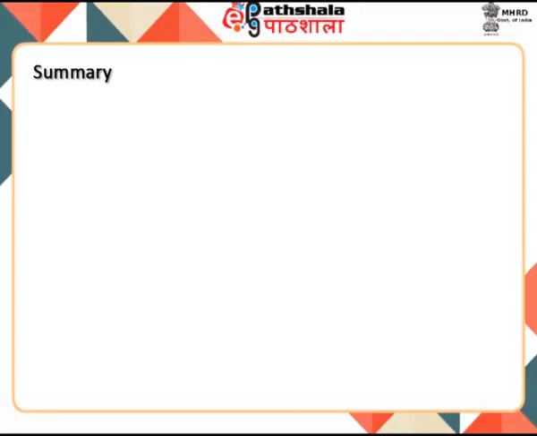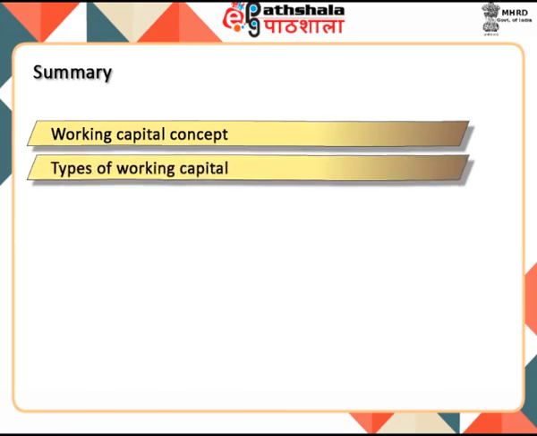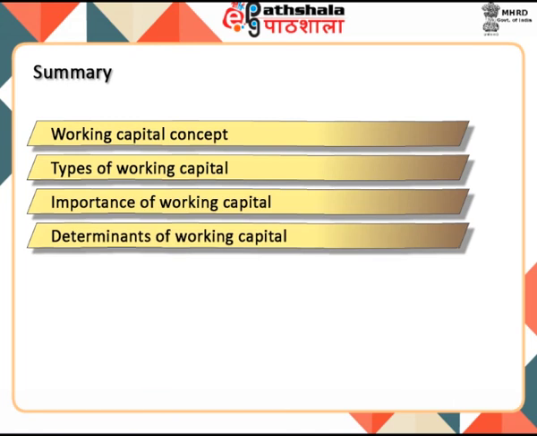Let us now summarize what we have learnt in this module. In this module, we have studied the working capital, which is the capital needed to hold current assets by a firm. It is of two types, permanent and fluctuating. It is very important for a firm to maintain adequate level of working capital as the excess amount may lead to higher opportunity cost and shortage may lead to stoppage in operational activities.